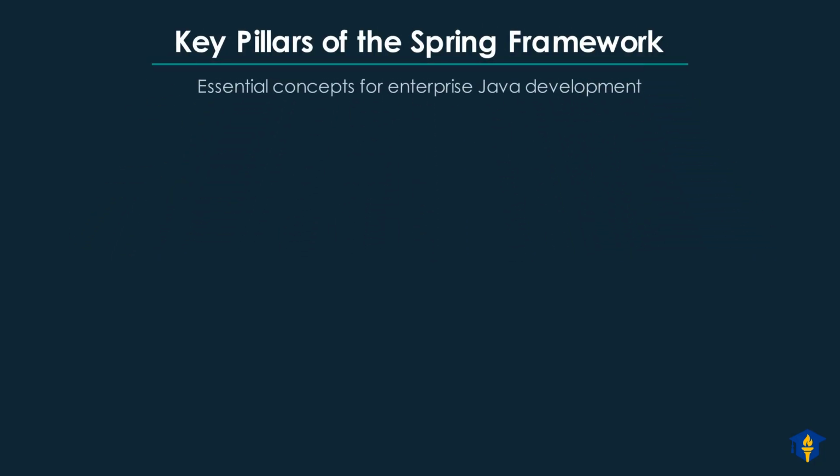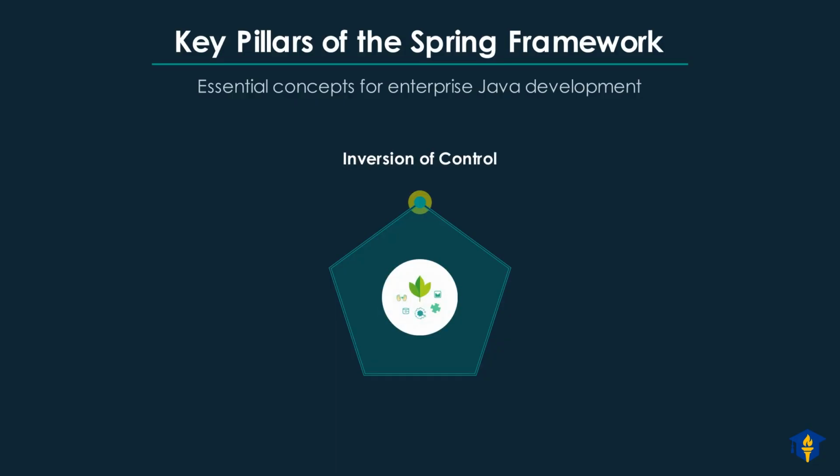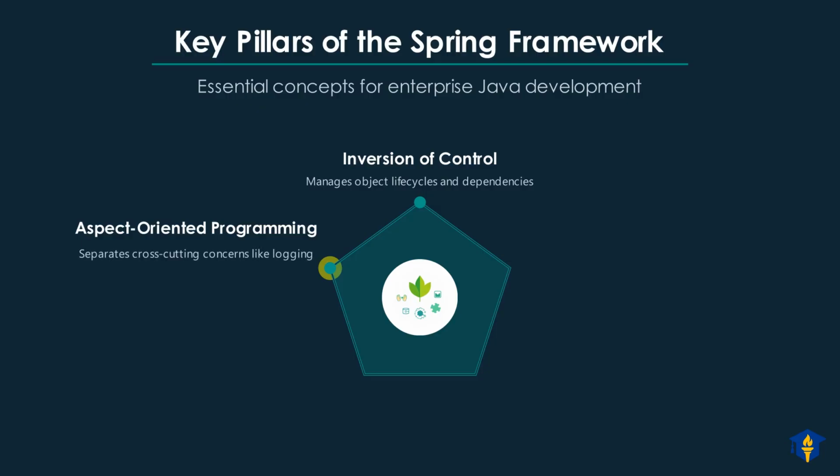These essential concepts are crucial for developing enterprise-grade Java applications with Spring. First, we have inversion of control, a core principle for managing application components. It effectively manages object lifecycles and their various dependencies within your application. Next, aspect-oriented programming helps modularize cross-cutting concerns in your code. This effectively separates concerns such as logging or security from your main business logic.